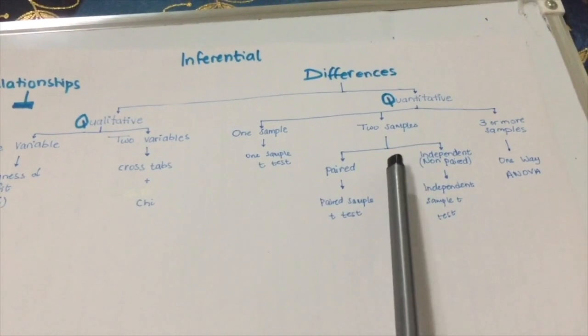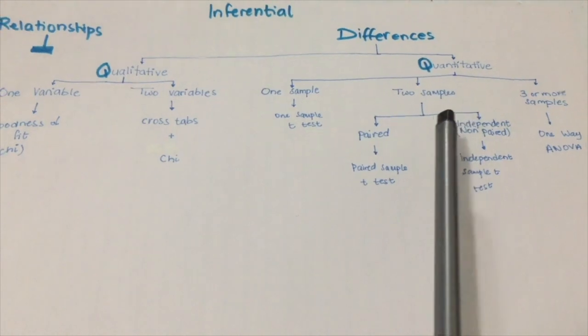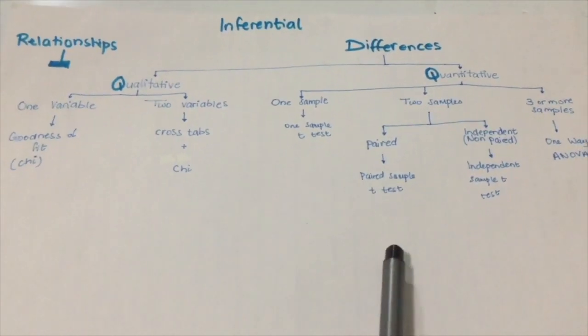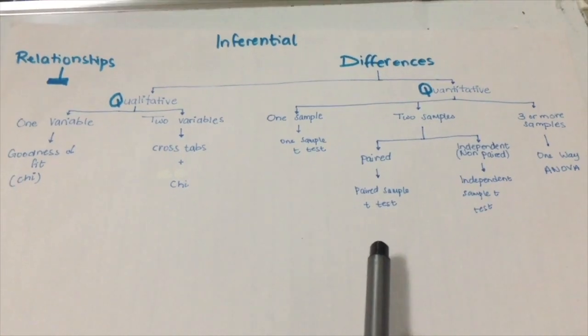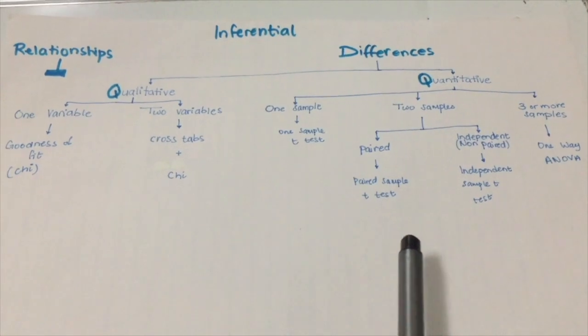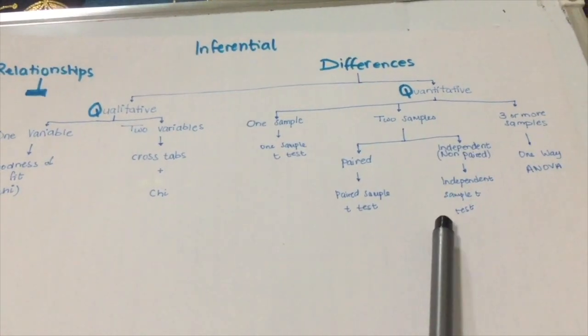Now, if it's independent or non-paired, it means that there are two completely different things. So maybe we'll be comparing the weight in males to the weight in females. They're two different groups of people. And in this situation, we'll be doing an independent sample t-test.